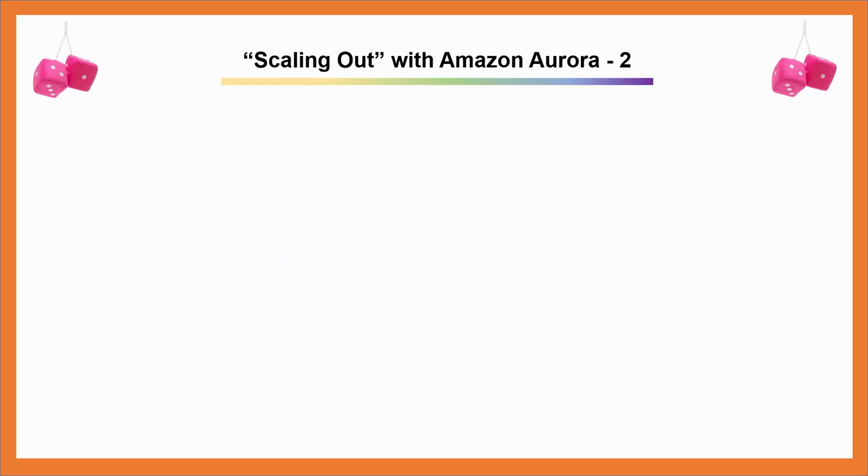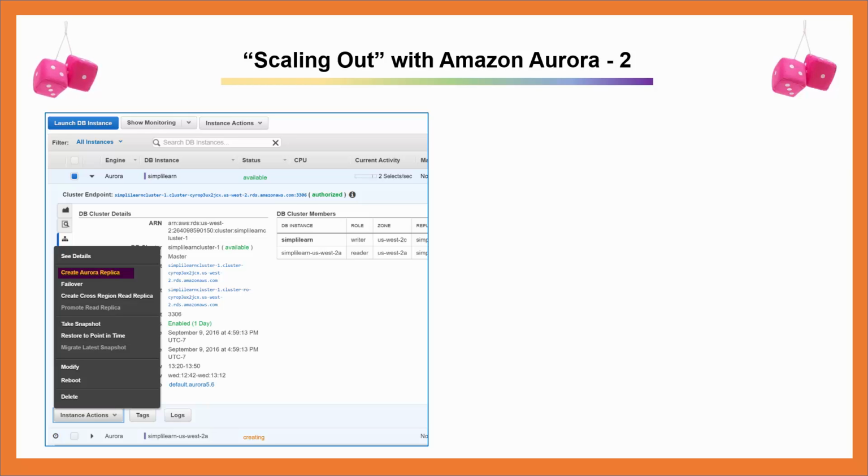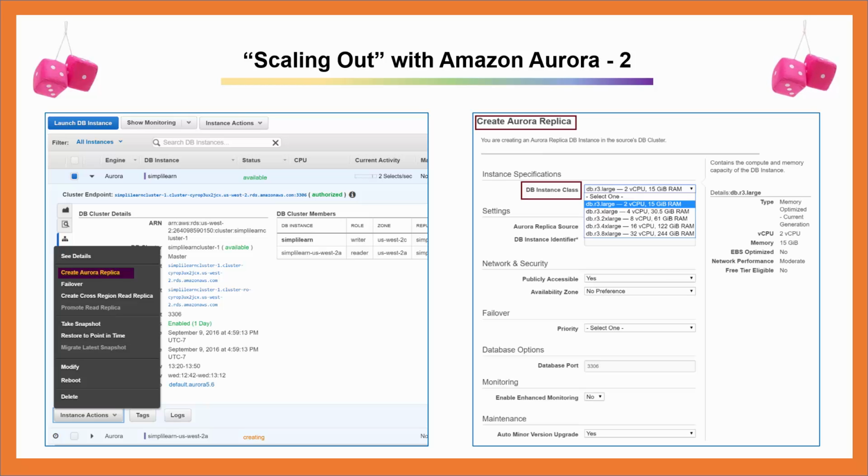To configure read replicas for your Aurora cluster, in the Aurora console, select your instance, then from the Instance Actions drop-down, choose Create Aurora Replica, highlighted here in the drop-down. Then select the instance type, a value for the DB instance identifier, and choose Create Aurora Replica.